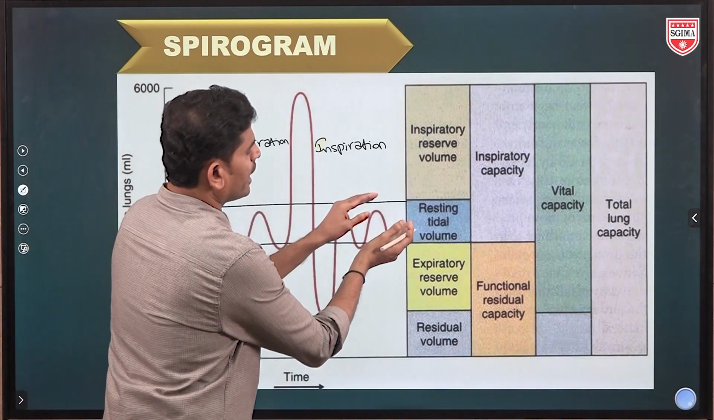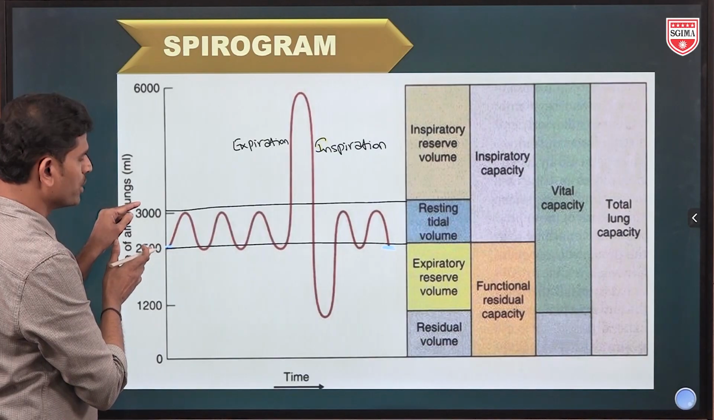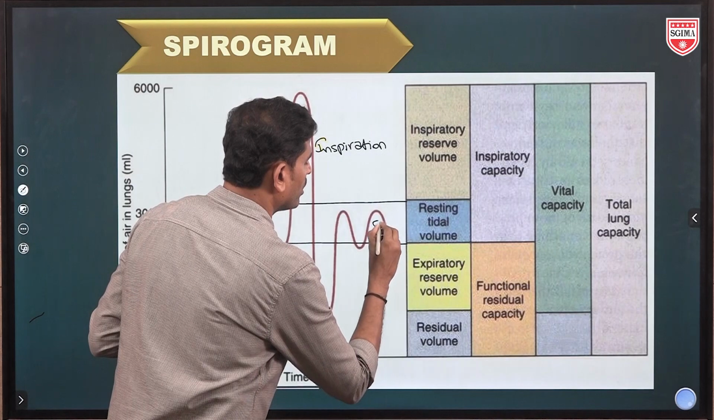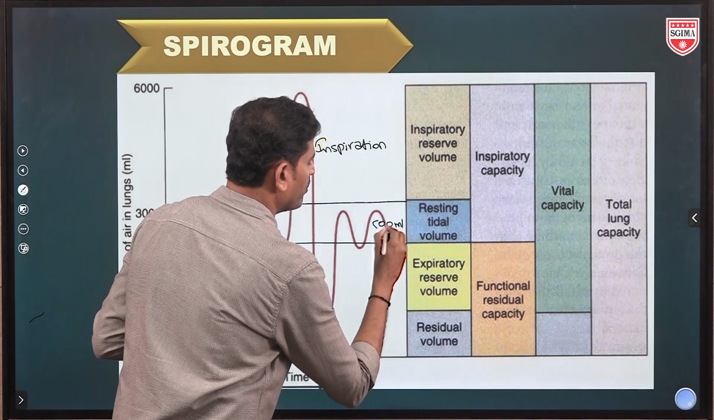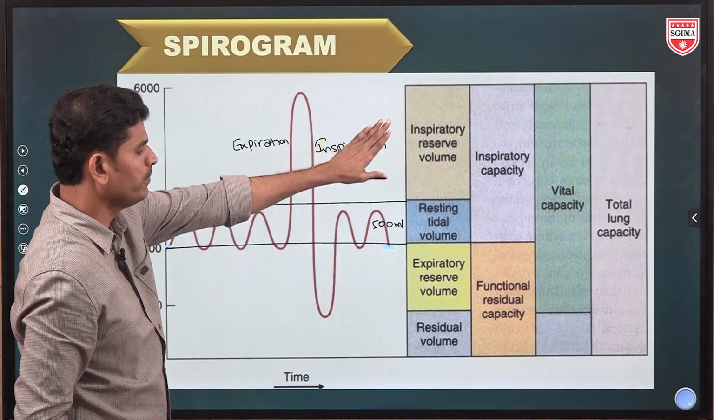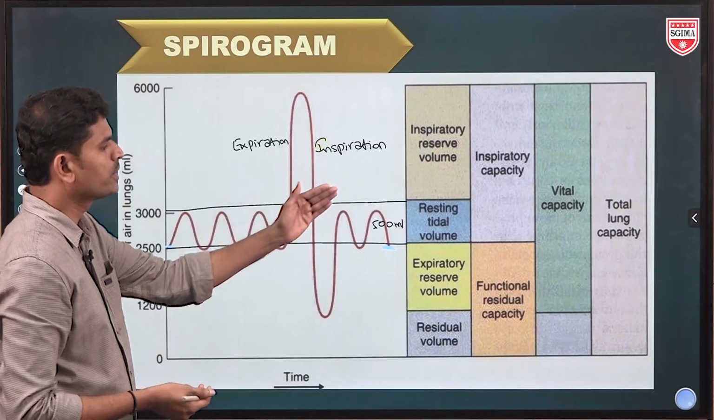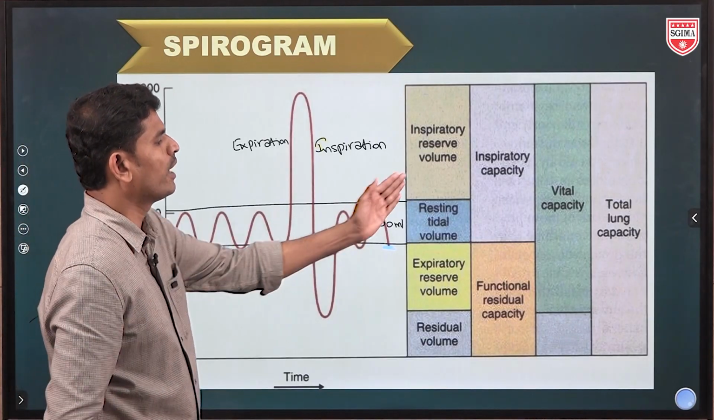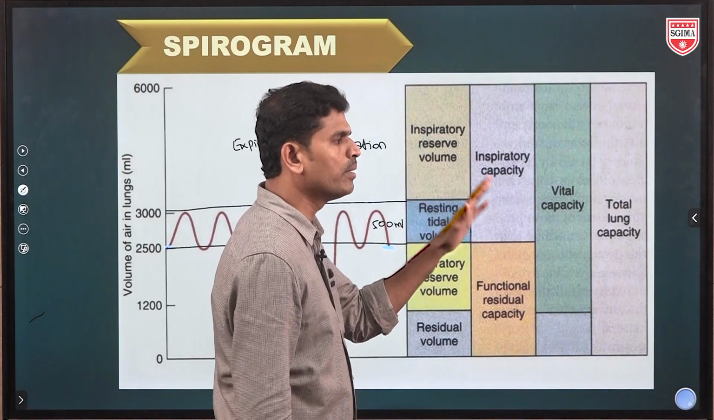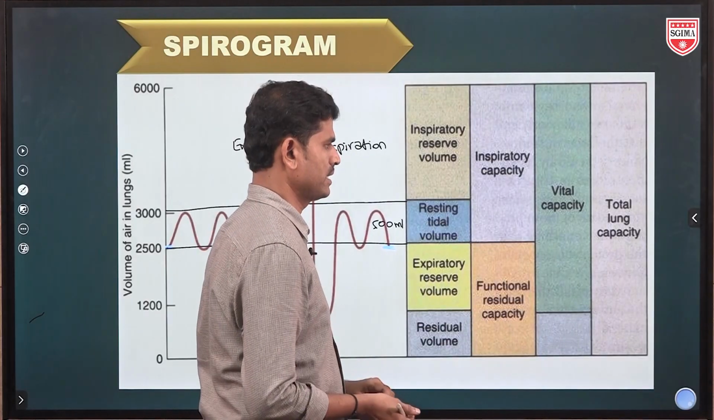So we know the tidal volume value, that is 500 ml. The remaining volumes are inspiratory reserve volume, expiratory reserve volume, and residual volume. These are the volumes, and the sum of two or more volumes decides the capacities.